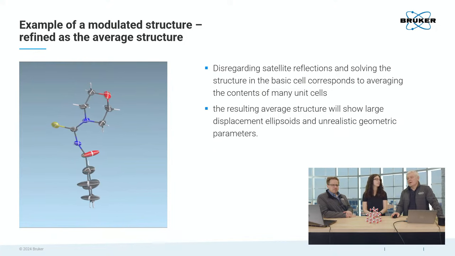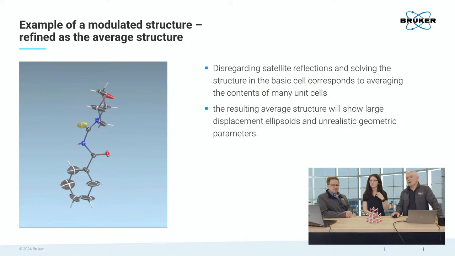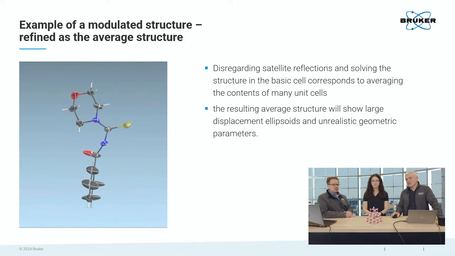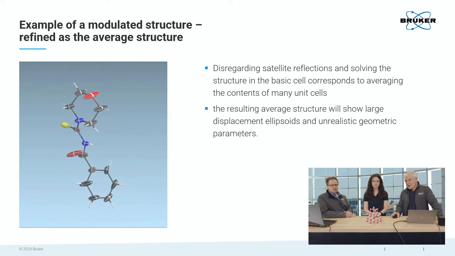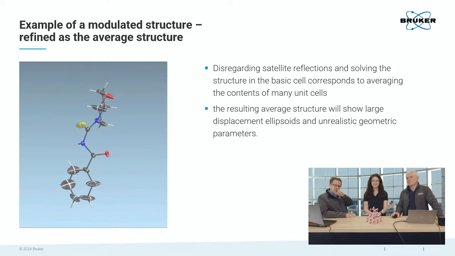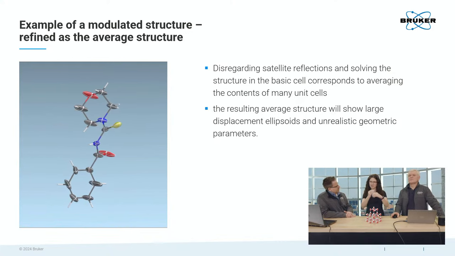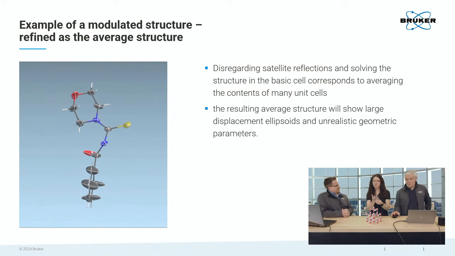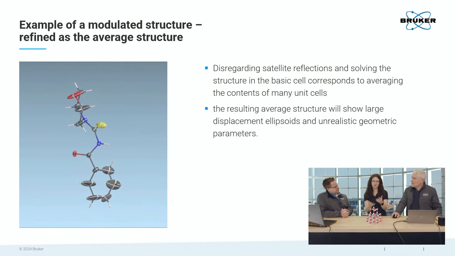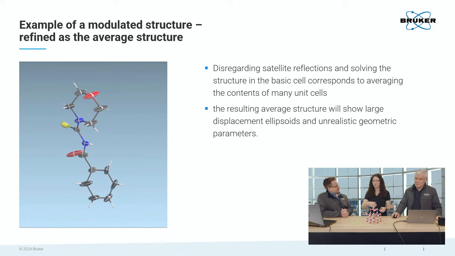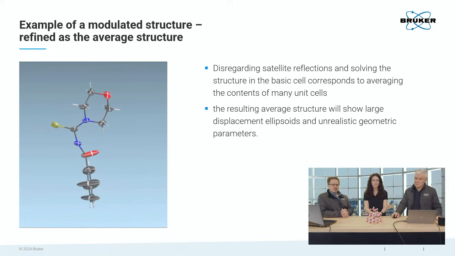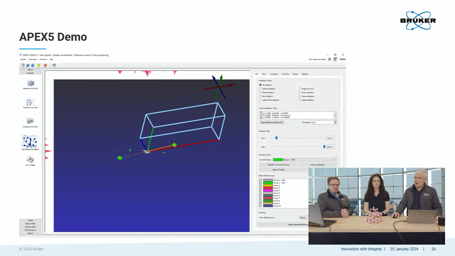So here you see a structure. When I determine the structure as an average structure, you see the problems, these large thermal ellipsoids. Some atoms look kind of fine, and others just look really bad. So that's the stretching out that we're seeing, the wide and the flat and the really long. Normally if you see this, you would think, oh, maybe it was collected at room temperature, a little hot, and there's a lot of thermal motion, but that's not the case here. Okay. And I think this is when we switch to APEX.